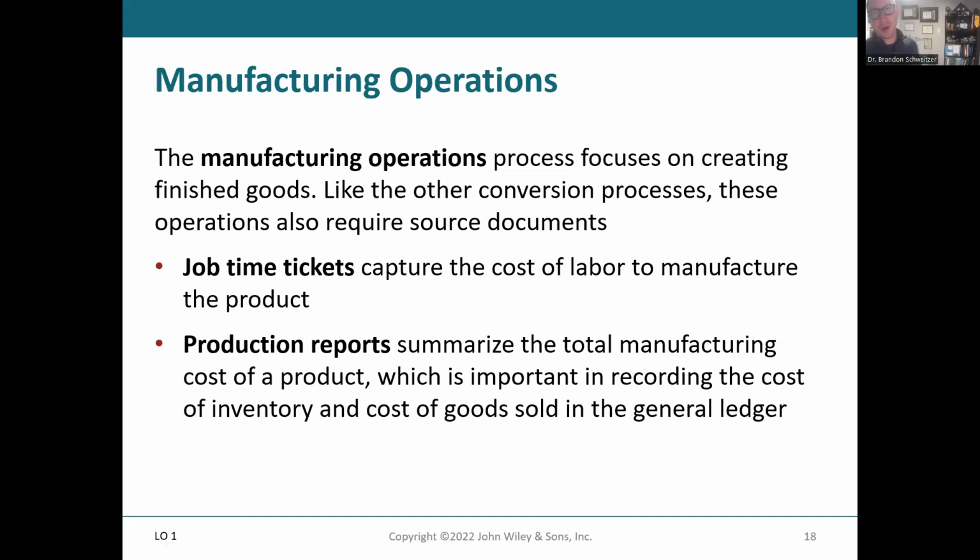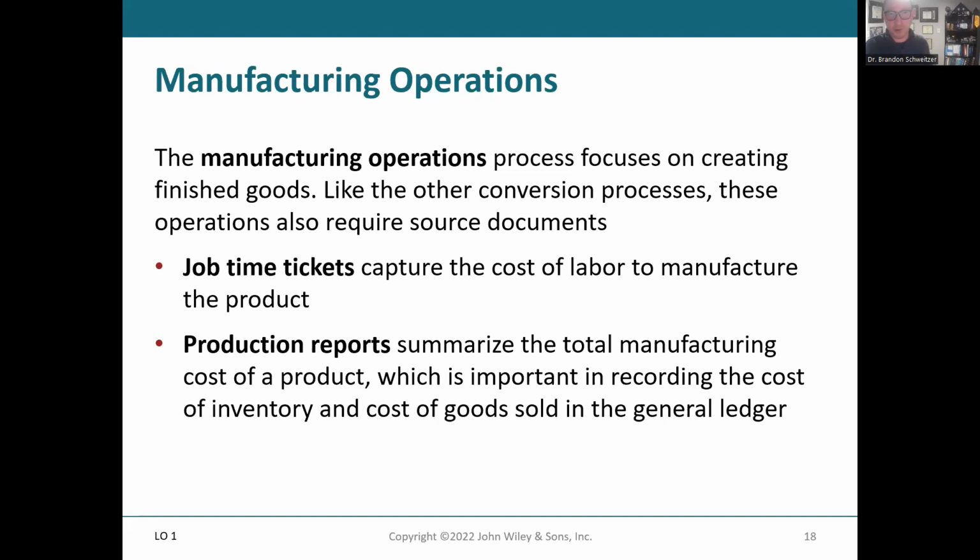When it comes to manufacturing operations, we look at creating finished goods. That's the whole idea behind manufacturing, right? We're converting raw materials into finished goods through processing them. And so in this process, it's really important to look at things like time tickets, also known as job time tickets. It's the amount of time that individual employees are spending directly working on a particular product. It's where the employee punches in and punches out for each job that they're working on. You may recall that from job order costing in your Principles of Accounting 2 class.